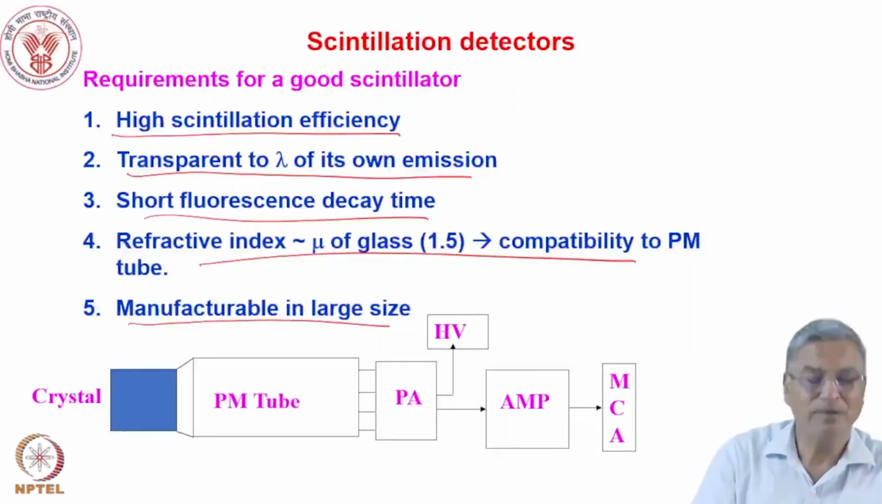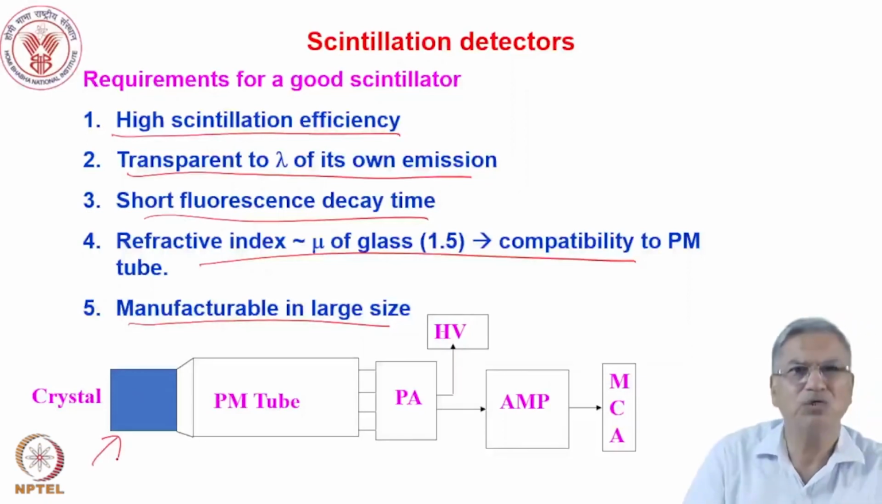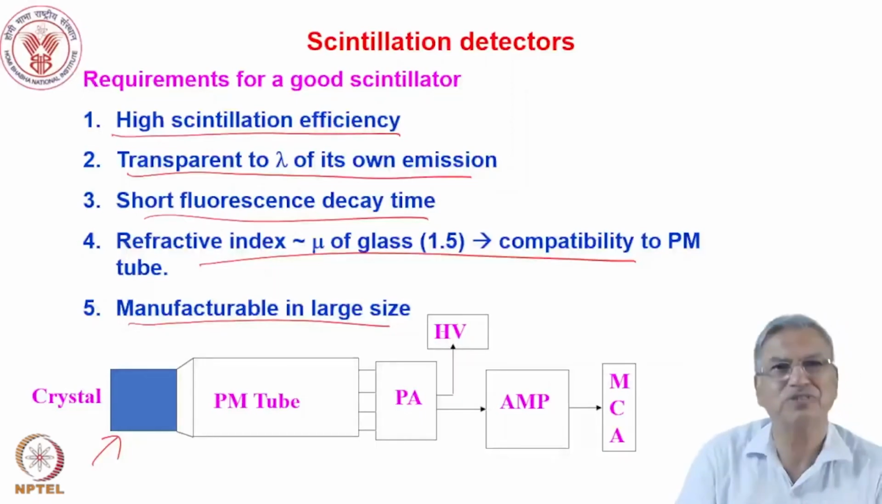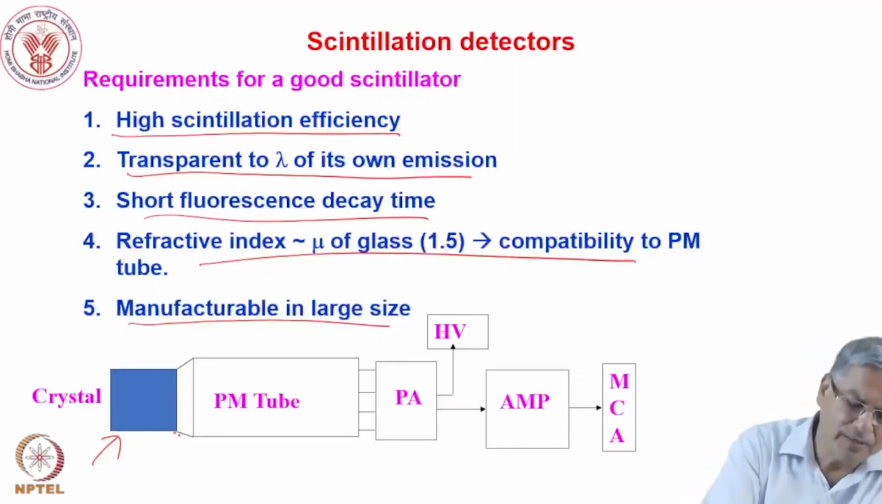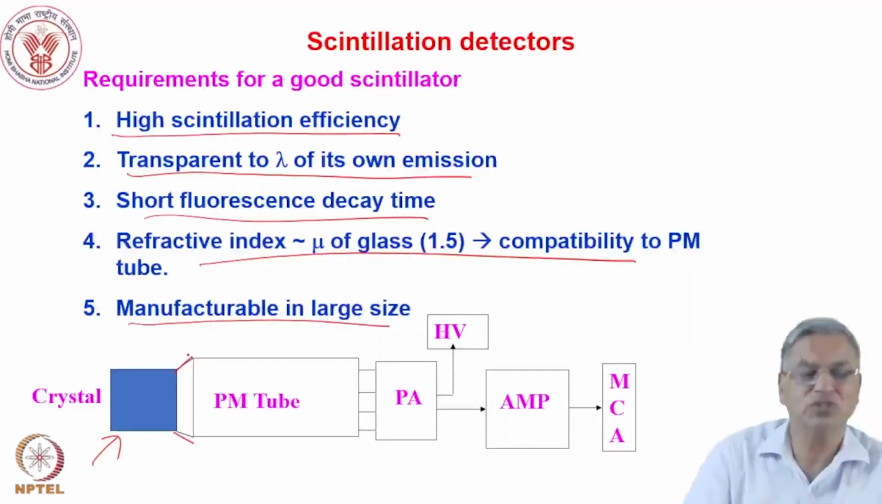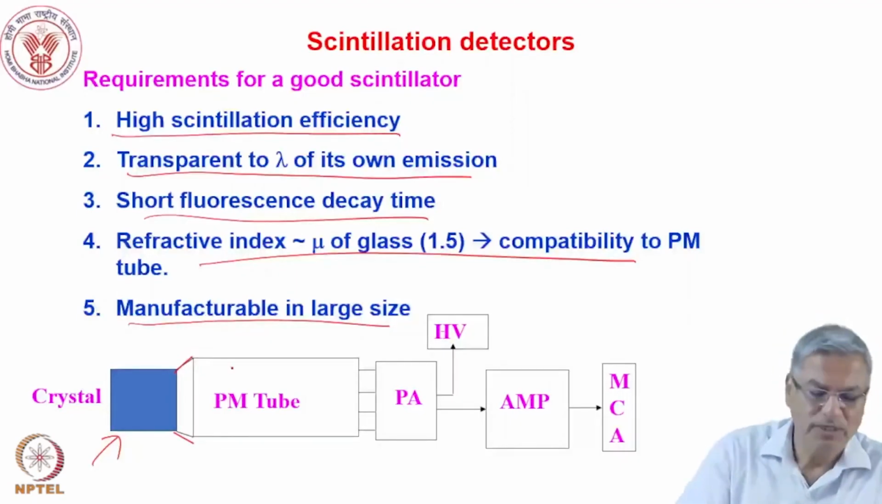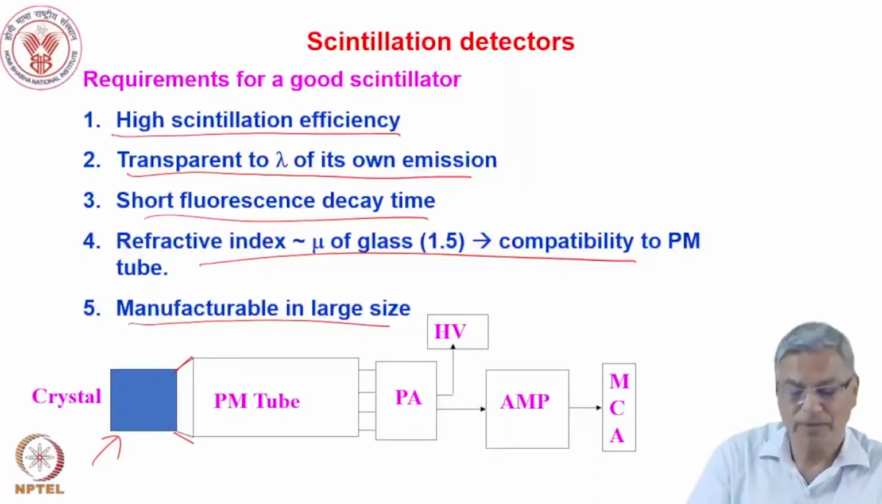So the block diagram of the scintillator detector is, you have a crystal. The crystal could be 1 inch by 1 inch, 2 inch by 2 inch. There are some crystals which are available in 3 inch by 3 inch, or even 5 inch by 5 inch. So it depends on what type of application you have in mind. Then you optically couple the crystal with the PMT. If you have a 1 inch by 1 inch crystal and a 2 inch by 2 inch PM tube, you have to have some optical coupling. So there are optical coupling materials.